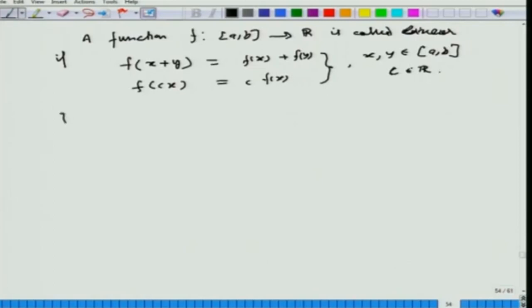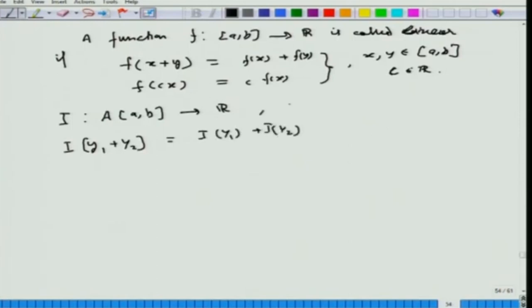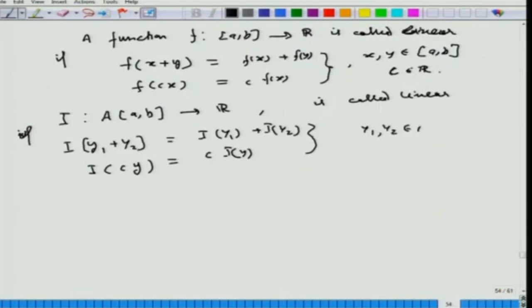So, similarly, if I is a functional defined on some admissible class A, on a certain interval a to b, into R. So, here A is the admissible class of functions for which this I will make sense. Then here if you take two functions y 1 y 2, then I of y 1 plus y 2 should be I of y 1 plus I of y 2, and I is called linear if and also I of c times y is c times I y. This is the same manner we defined, where y 1 y 2 are in the admissible class A and c is a number in R. So, linearity is defined in the same manner.